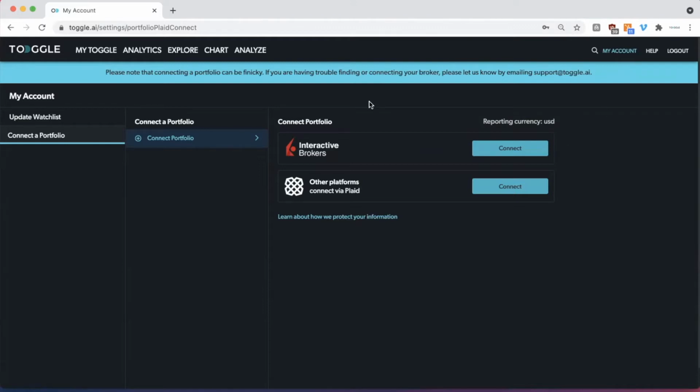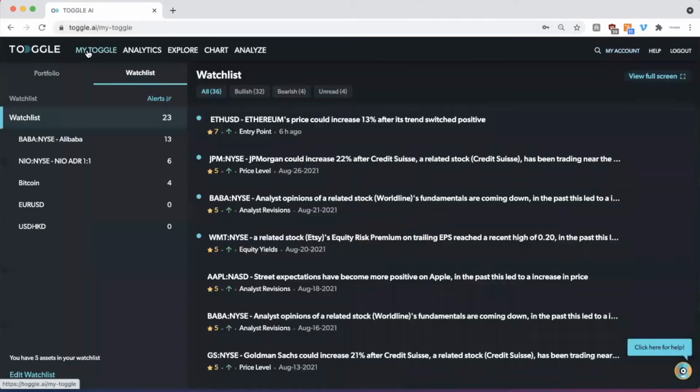So once you've connected your portfolio and you've added assets to your watch list, how do you get notified about all the different insights that are being released? One of the ways to do that is to go to My Toggle up here on the left side. My Toggle is basically like a notification center. Firstly, your watch list notifications. These are all the insights that have been released based on assets that are currently in my watch list. So Ethereum, JP Morgan, BABA.